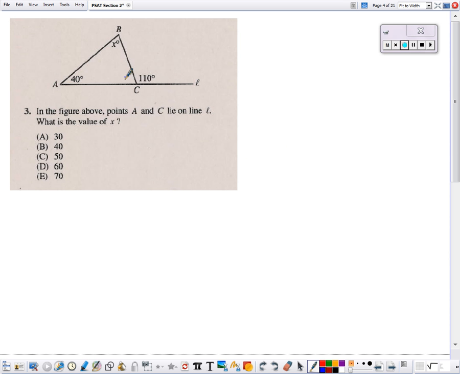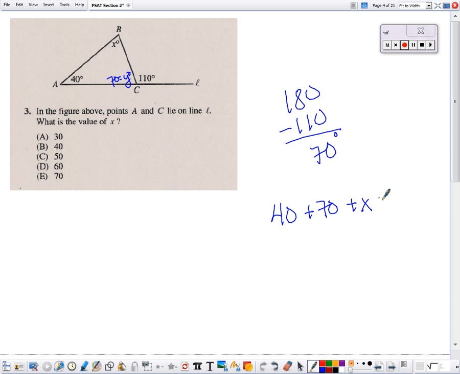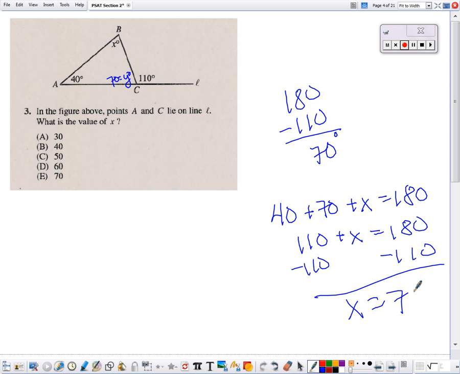For number 3, we first have to find this angle, and then we can use that to find x. I know this is a linear pair, so 180 minus 110 is going to be my value for y. And then in a triangle, all of the angles have to add to 180. 40 and 70, when you add those together, is 110. And we're going to subtract 110 to the other side. So x is 70.